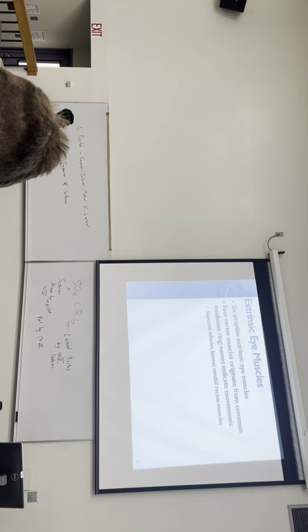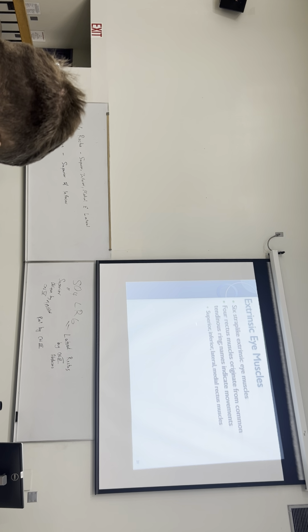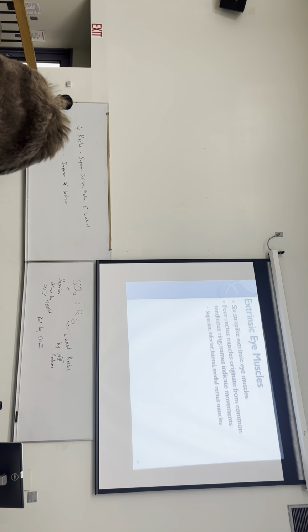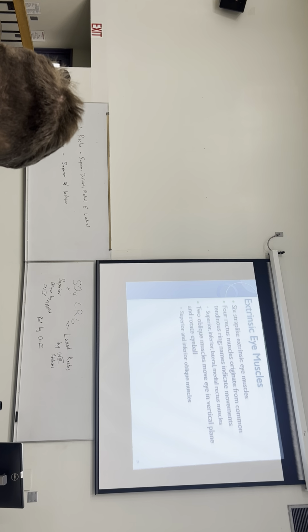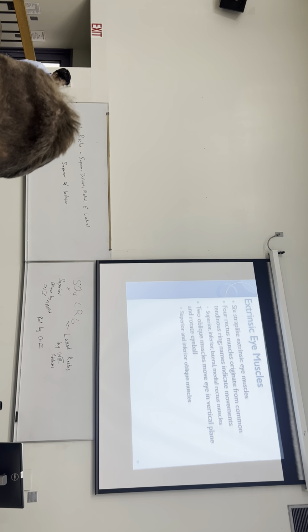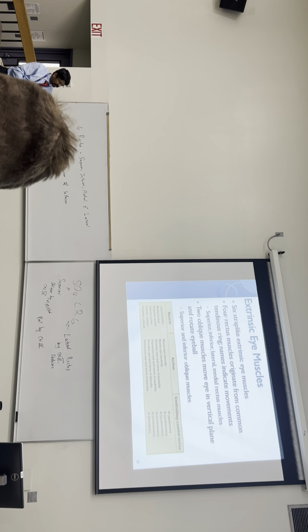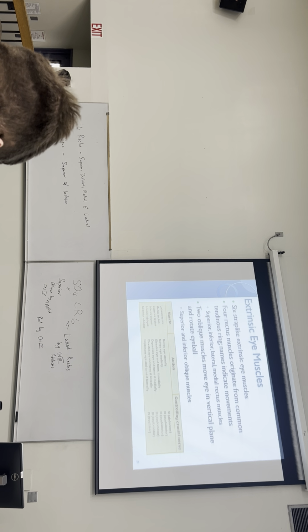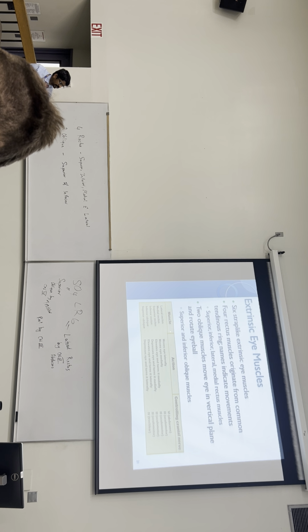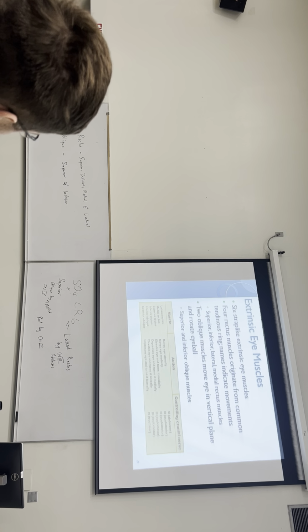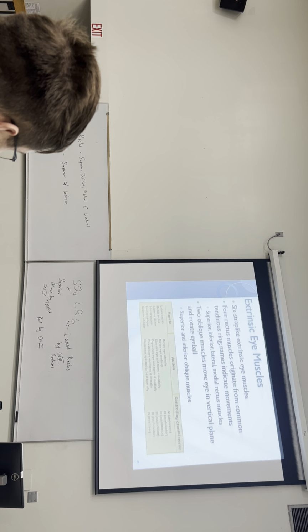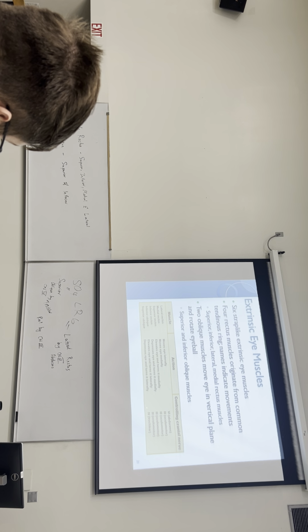And so we have 4 rectus muscles. They're all labeled just by orientation. 2 oblique muscles. Here's the innervation of them. Lateral rectus and superior oblique are the only ones that are not innervated by cranial nerve 3.